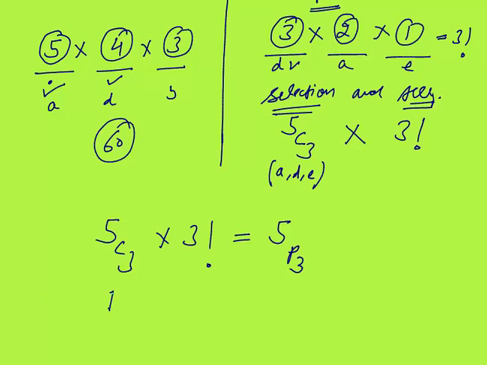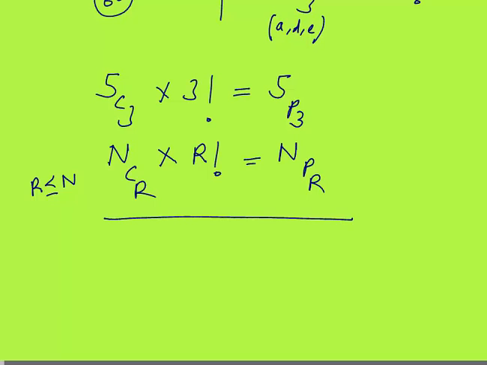Generalize this case. Can I say nCr, where r is less than or equal to n, into r factorial will be equal to nPr? This is the formula for permutation. nCr into r factorial will be nPr. What is nPr? This will be equal to n factorial upon n minus r factorial.